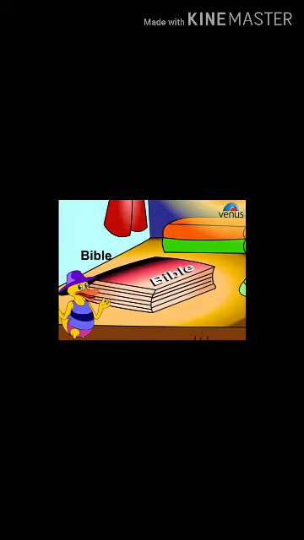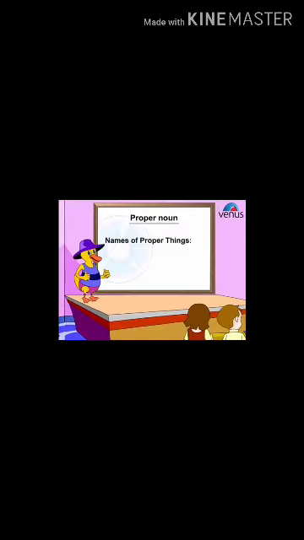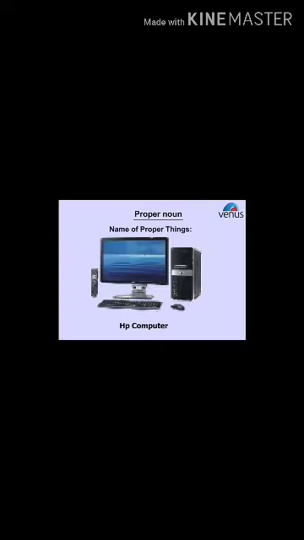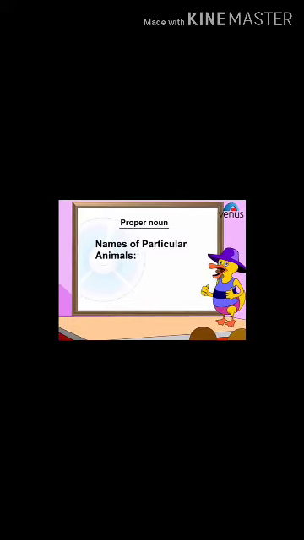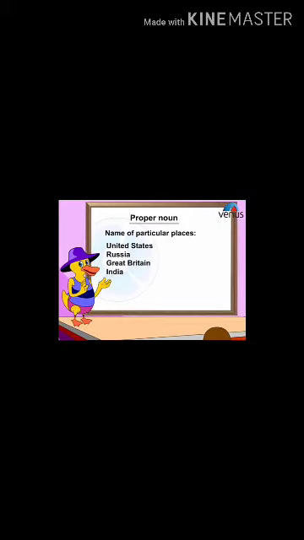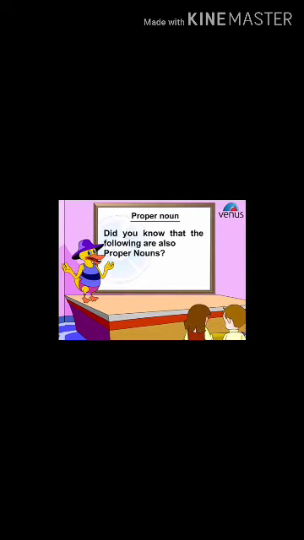Now we'll talk about thing. It's a book for me, but there's a name of this book, that is Bible. So Bible is a particular name of a thing, a book. Now names of proper things. This is HP computer. We have studied names of particular persons, animals, cities, places. So these are proper nouns, the names which are particular.